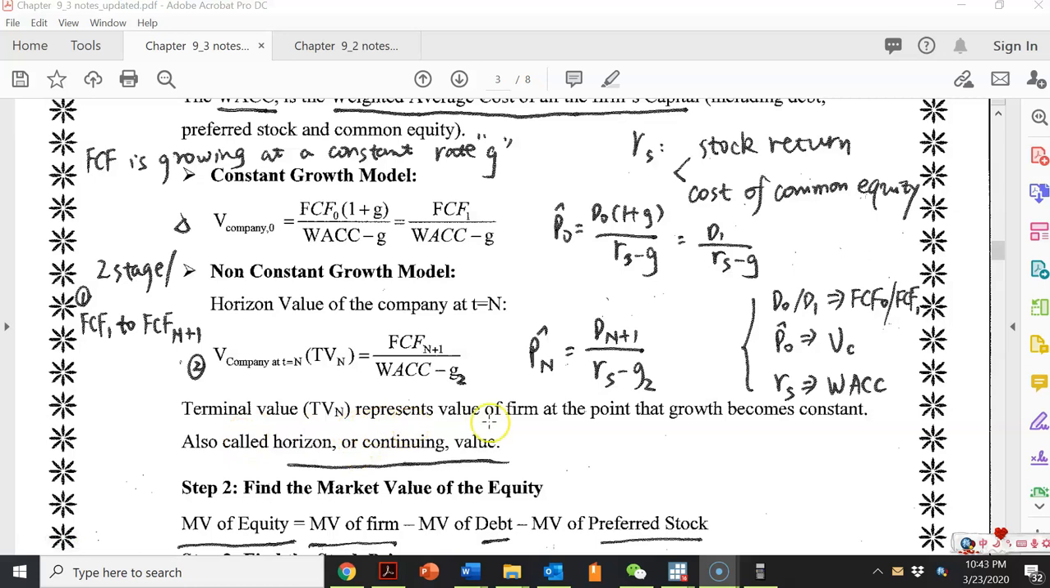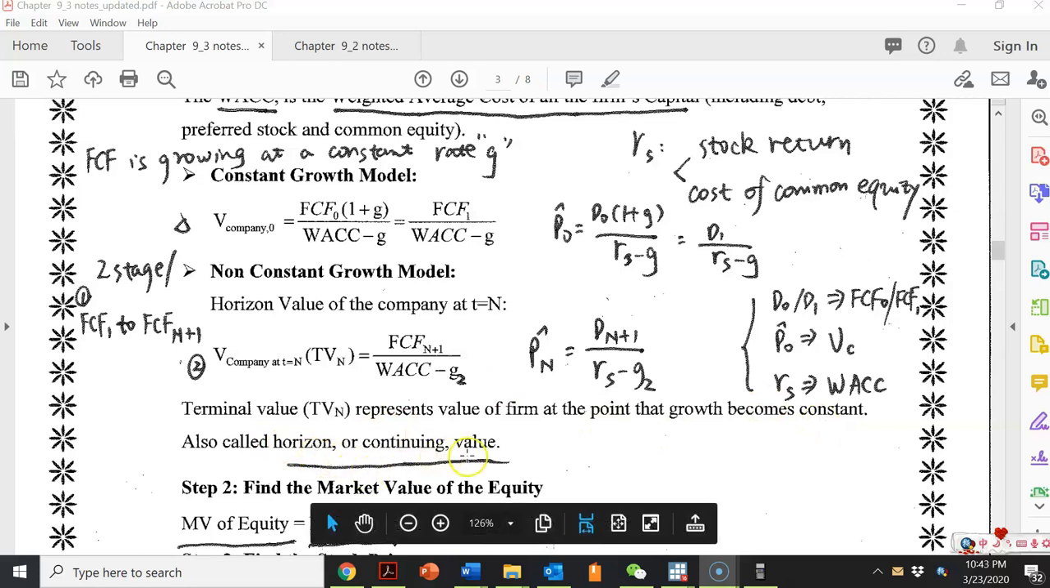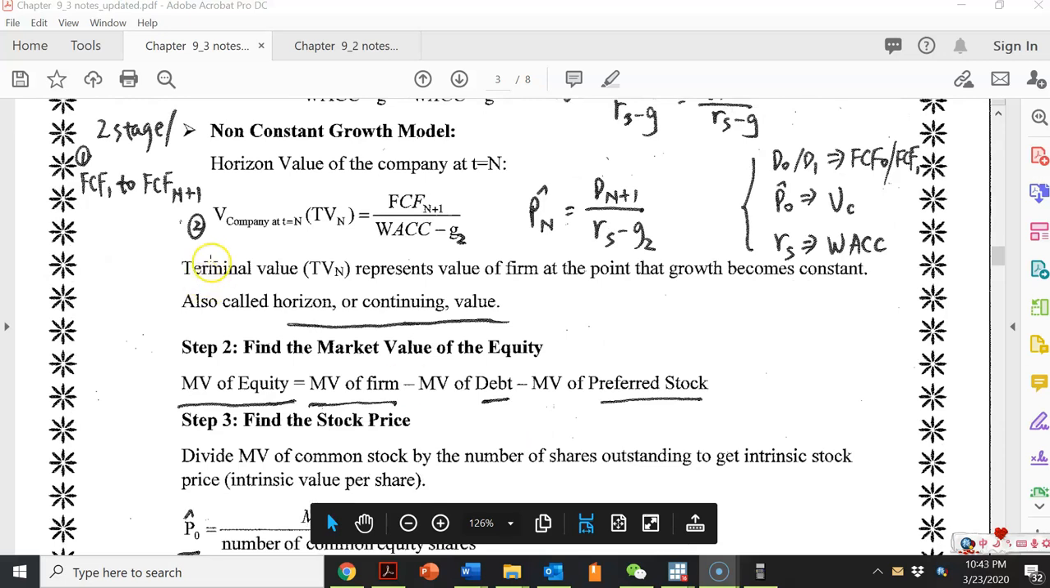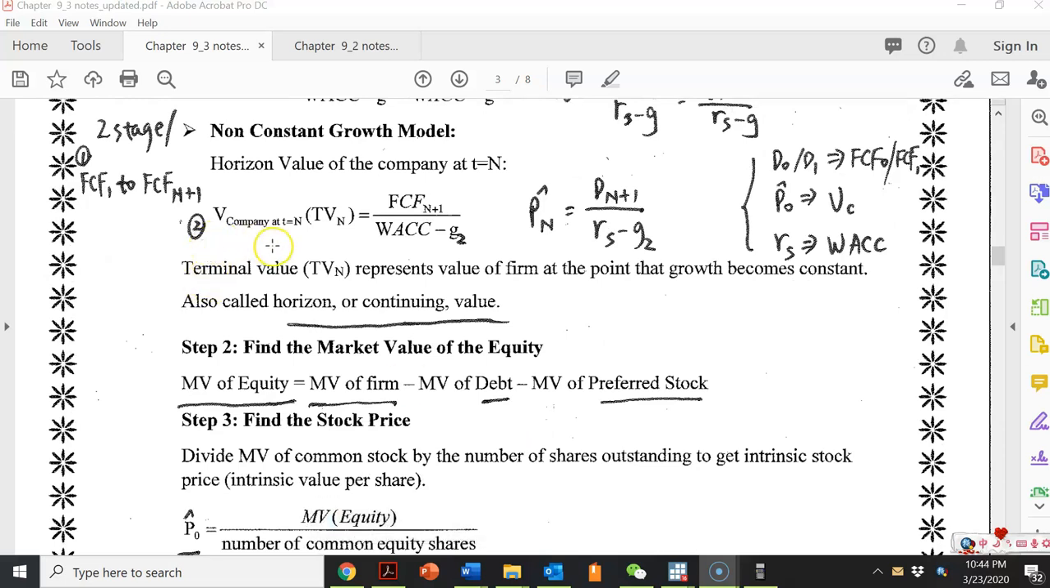Term value N represents the value of the firm at the point that growth becomes constant. It's called horizon value, continuing value. Okay, so if we have horizon value, we have free cash flows from 1 to N. We can discount free cash flow 1 to N and also discount TVN. So we have the value of the firm at time 0.